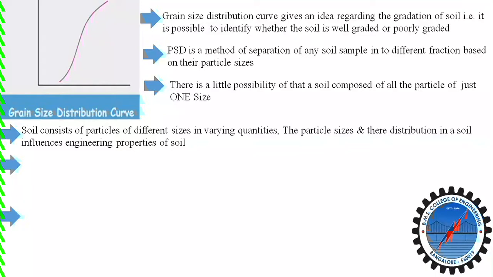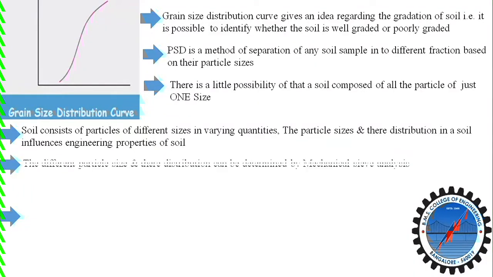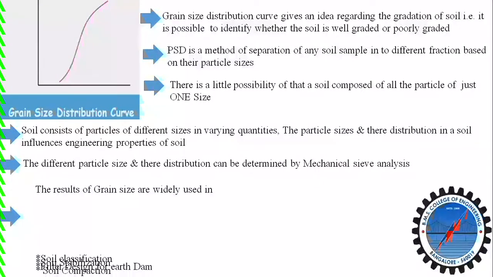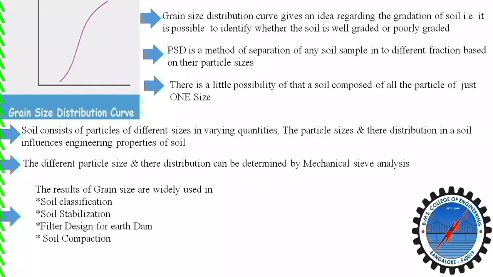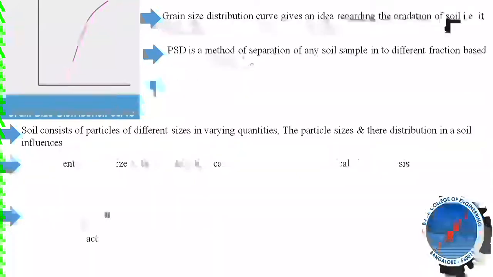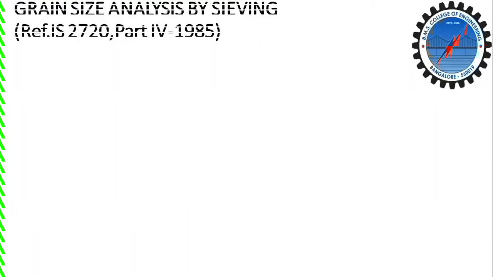The different particle sizes and their distribution can be determined by mechanical sieve analysis. The results of grain size analysis are widely used in soil classification, soil stabilization, filter design for earth dams, and soil compaction. Grain size analysis by sieving can be conducted as per the IS standards, IS 2720 Part 4, 1985.